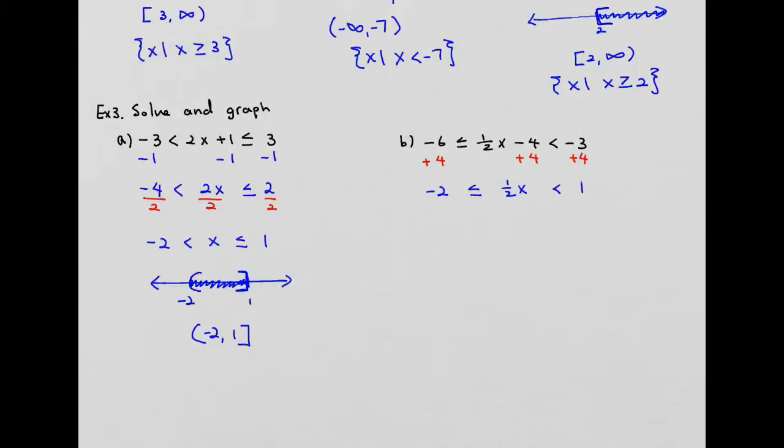In order to isolate x in the middle, I need to multiply by 2 over 1, right? So I multiply by 2 over 1, multiply by 2 over 1. That will cancel the denominator. So in the middle will be just x. And that will be 2. And this is going to be negative 4. So in other words, it's saying x is smaller than 2, larger than or equal to negative 4.